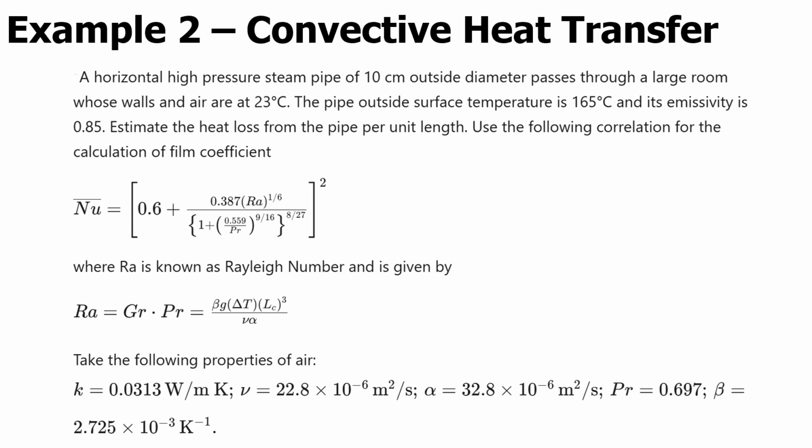To assist us, we'll use the provided correlation for the film coefficient, which is shown on the screen. This correlation involves the Rayleigh number, denoted as RA, which is also defined on the slide. We'll also be using the given properties of air, including its thermal conductivity, kinematic viscosity, thermal diffusivity, Prandtl number, and thermal expansion coefficient.